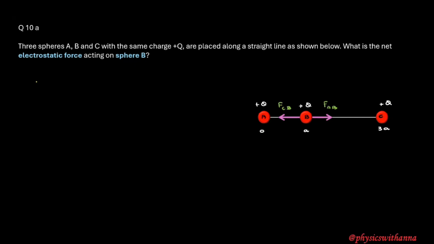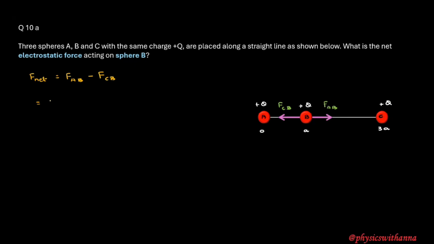The net electrostatic force on B will be a vector sum of these two forces. And when we say vector sum, we have to take the direction into consideration. So the forces going to the right will be taken positive. So here FAB will be positive. The forces going to the left will be negative, so we have to subtract FCB. Then let's substitute the rule for the force.